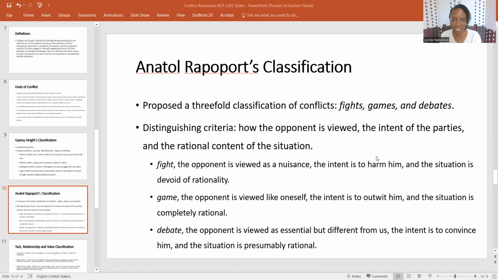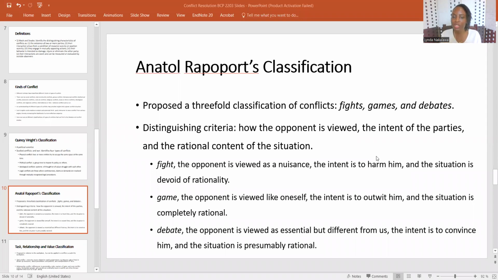In a fight, the opponent is viewed as a nuisance. It's just an annoying fly, or she is just an annoying fly. The intent is to harm them. And the situation has no rationality. There is no thinking. All you are doing is fighting.